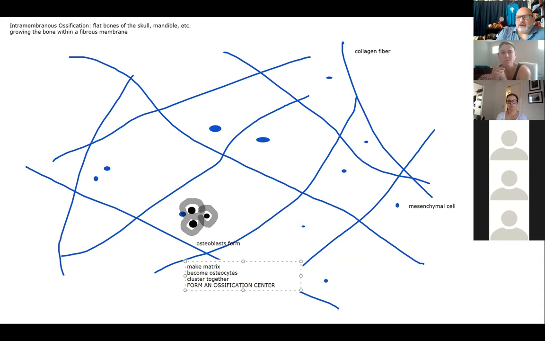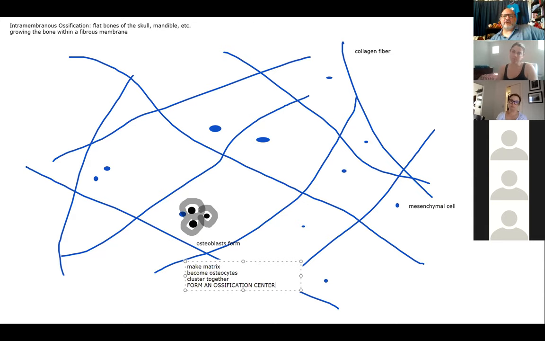Now notice what I said there. I just said ossification center. I didn't say primary or secondary or tertiary or quaternary or anything like that. I just said ossification center. We use primary and secondary for the endochondral ossification because one occurred first and then the second occurred after that. And if there had been a third after that, we would have used tertiary for that one, and so on and so forth.